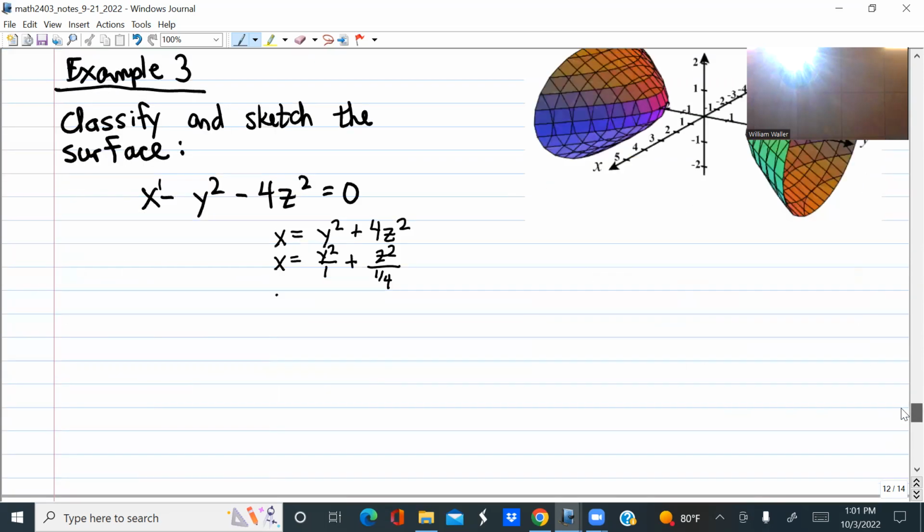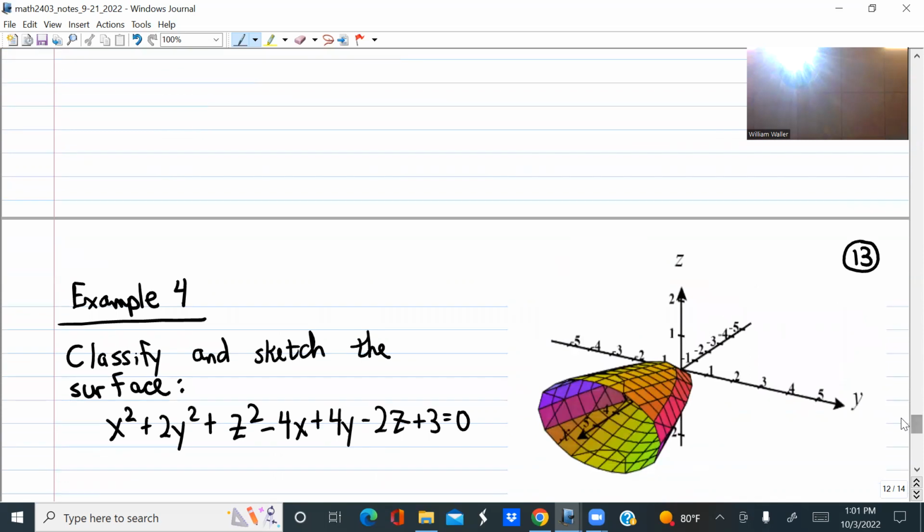So let's see what the picture looks like here. Did we say that right? There it is. Oh, okay. So nice. It opens on the positive side of the x-axis. These traces, this curve around the outside of the paraboloid, that is not a circle. That's an ellipse. You can see it in this picture. So this is not a circle. This is an ellipse.